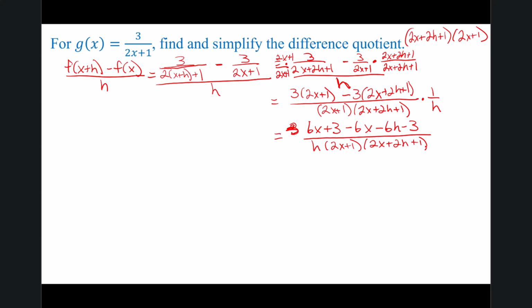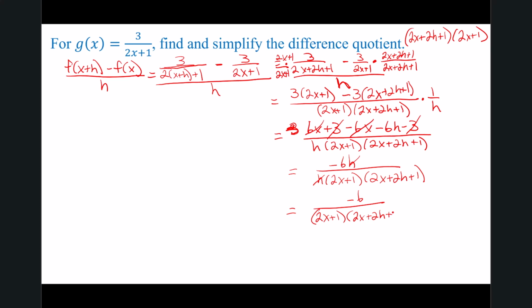And again, some things in my numerator will cancel. I have 6x minus 6x and 3 minus 3. So I'm left with negative 6h over h times 2x plus 1 times 2x plus 2h plus 1. And then these h's cancel, and I'm left with negative 6 over 2x plus 1 times 2x plus 2h plus 1. And I am done. This is my difference quotient for g of x.